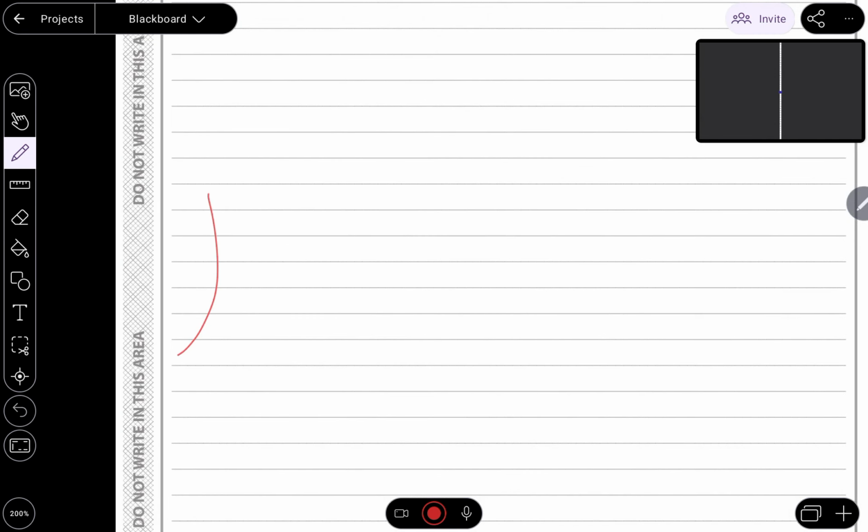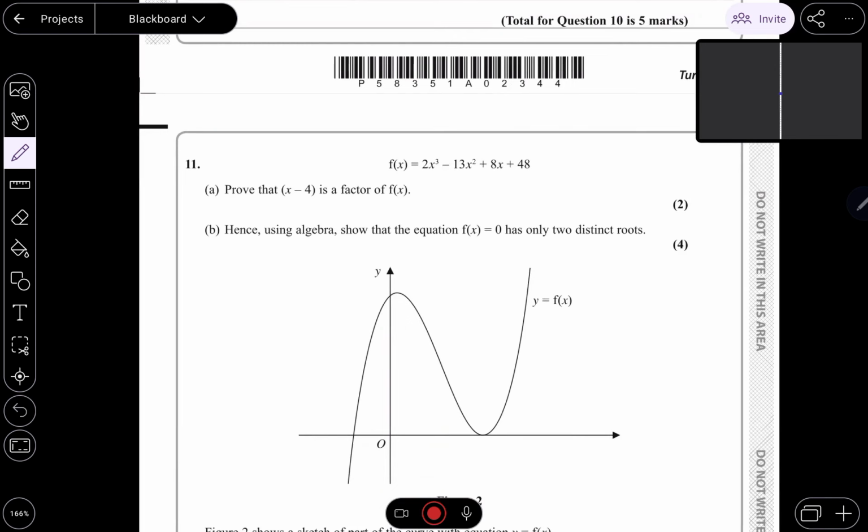How many questions even are there on a paper like this? I don't know.